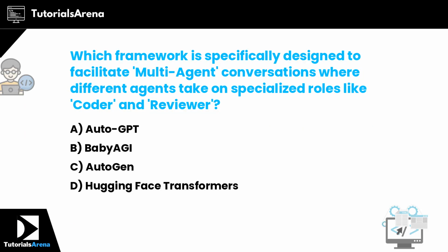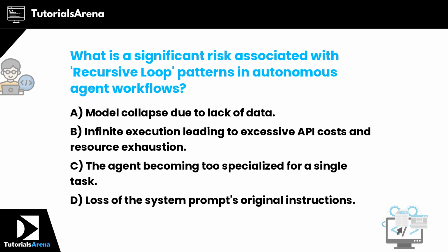Which framework is specifically designed to facilitate multi-agent conversations where different agents take on specialized roles like coder and reviewer? The correct answer is option C, AutoGen. What is a significant risk associated with recursive loop patterns in autonomous agent workflows? The correct answer is option B, infinite execution leading to excessive API costs and resource exhaustion.